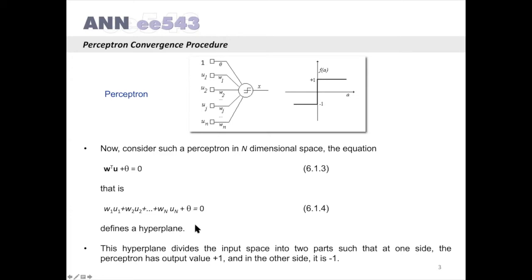This defines a hyperplane. This hyperplane divides the input space into two parts such that on one side the perceptron has output value +1 and on the other side it is -1. If the input space is two-dimensional, then it becomes a line dividing the plane into two parts. If it is three-dimensional, the hyperplane is a plane. However, for input spaces having dimension larger than 3, we call them hyperplanes.